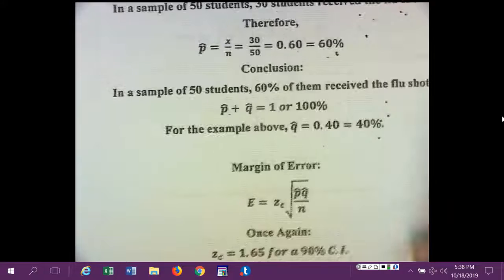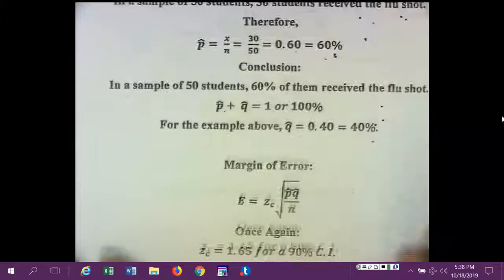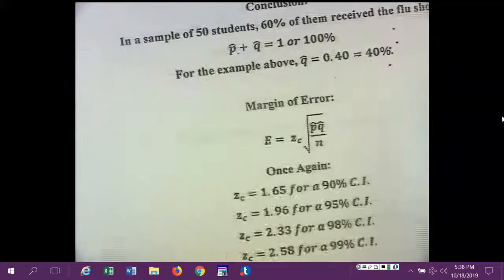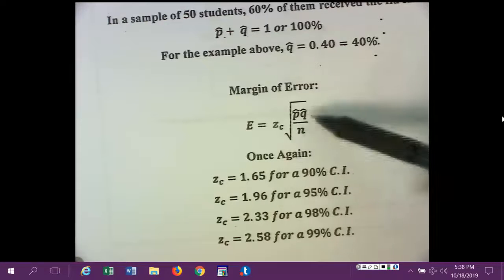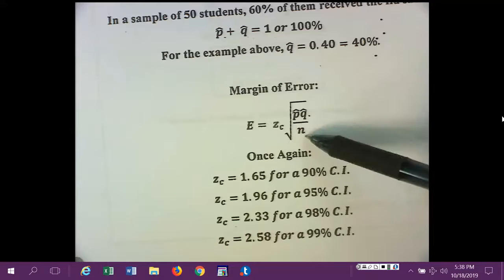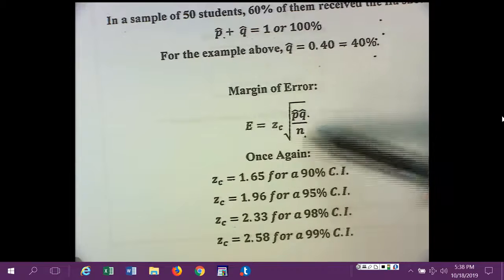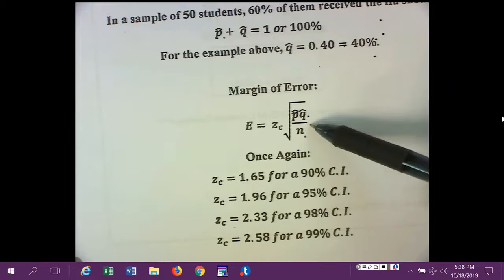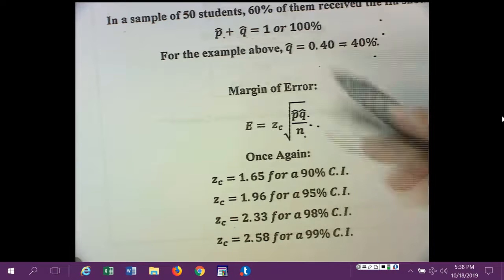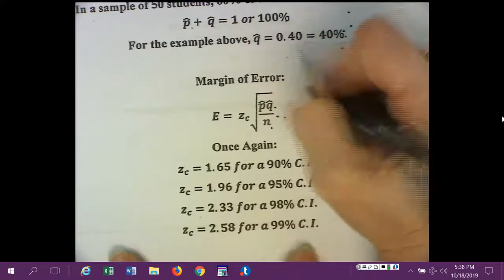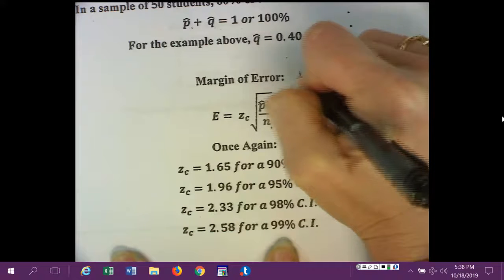Margin of error formula is now different. It is Z times the square root, and under the square root is this quotient P hat times Q hat divided by N. It is the square root of the entire quotient. Once again, you will round E, the margin of error, to 4 places accurately. The definition for E is now the following.